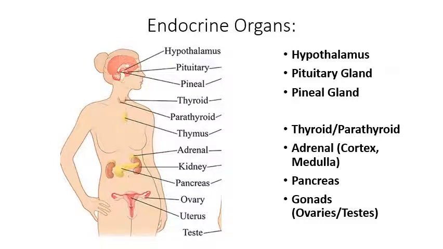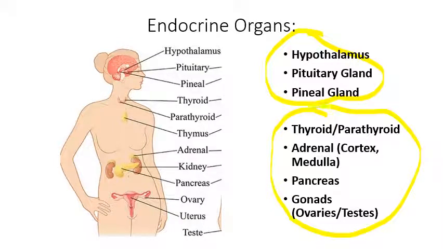All right, let's look at all of the major endocrine organs in the body. We're not going to go through all of them, but we'll go through the major ones. So we're going to go through the hypothalamus, the pituitary gland, and the pineal gland, all of which are present in the head. Then we'll go through the thyroid and the parathyroid glands, the adrenal glands, the pancreas, and the gonads, which are located below the head in the body.